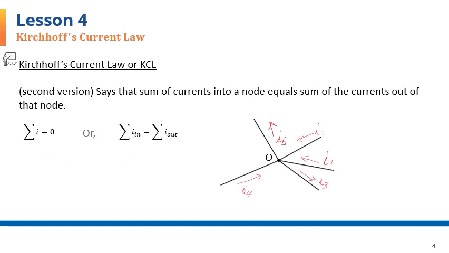There's another way of expressing this KCL law, which is equivalent to the first statement, and it says that the sum of currents into a node equals the sum of currents out of that node. Here I am showing 3 currents, I1, I2, and I4, going into node O. So I1 plus I2 plus I4 will have to be equal to the sum of the currents coming out of the node, which are this one and this one, I3 plus I5.